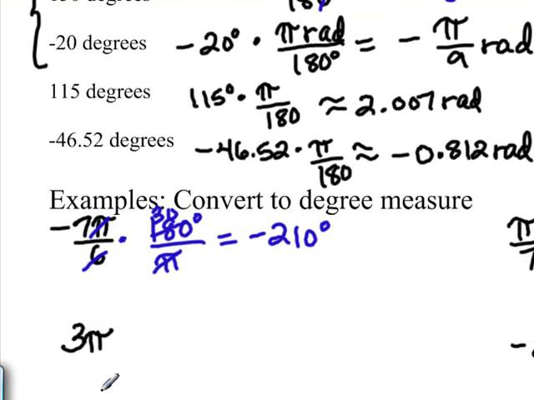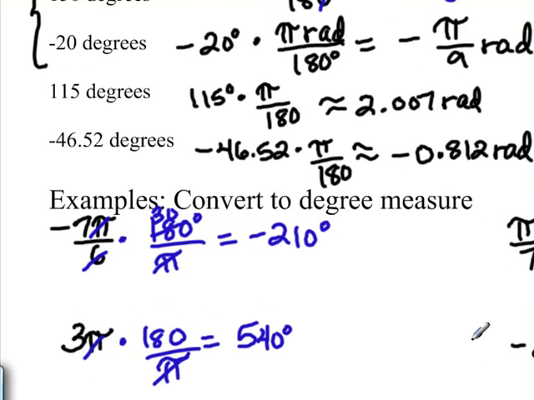To convert 3 pi radians to degrees, I'm going to multiply by 180 over pi. So my pi's divide out. 3 times 180 would be 540 degrees.